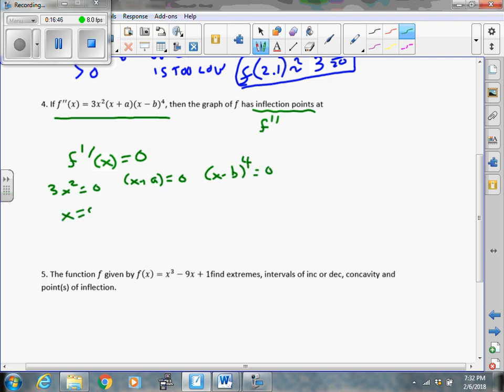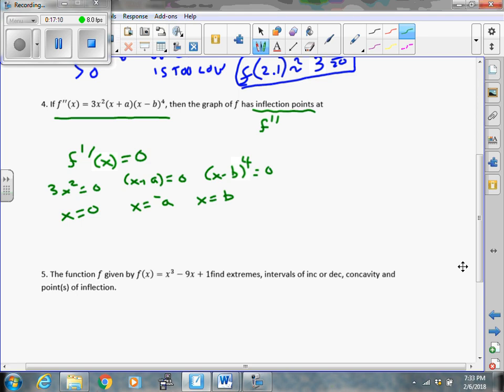So x is 0. x is negative a. And you could take the cube root or fourth root of that 0, that gives me nothing. Then add b, gives me b.